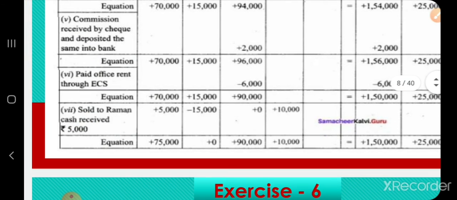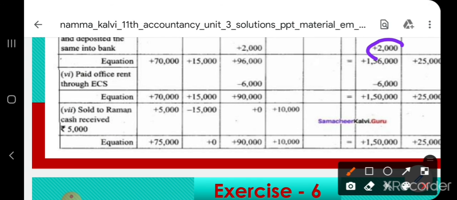Okay. Next. Commission received by check and deposited the same into bank. Commission received is an income. That means you have to show in your capital. Add with the capital. And the amount is deposited in bank. That means the bank balance is increased by 2,000.